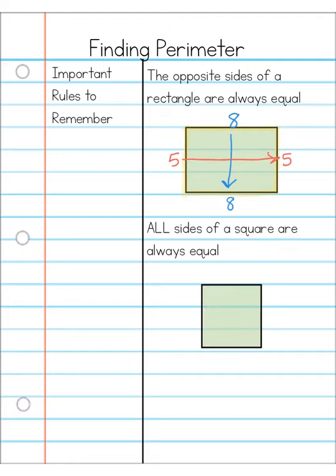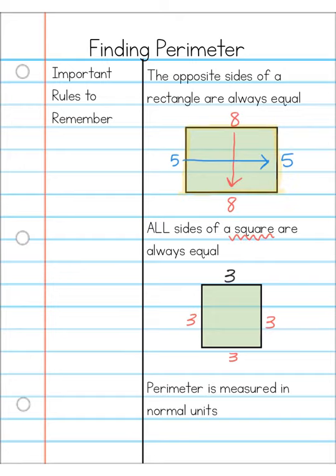The next rule that's important to remember is that all sides of a square are always equal. So if the problem mentions a square, all sides have to be the same. If I tell you that this is a square and that one of the sides is 3, then you would know that all of the sides are 3 because it's a square. The last rule to remember is that perimeter is measured in normal units. Area, on the other hand, is measured in square units.